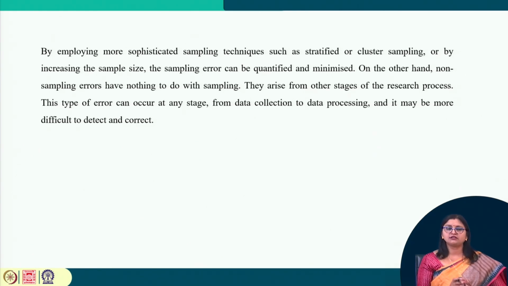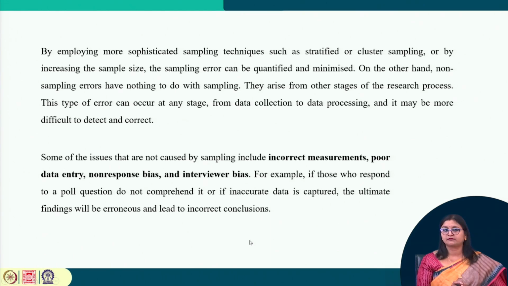On the other hand, non-sampling errors have nothing to do with the sampling. So, they arise from other stages of the research process. This type of error can occur at any stage from data collection to data processing, and it may be more difficult to detect and correct.